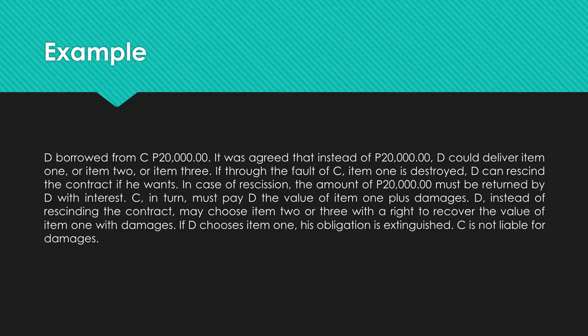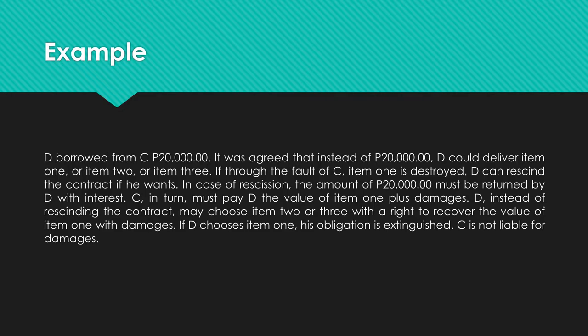Kasi isa lang naman ang mag-due, di ba? If D chooses item 1, his obligation is extinguished. Dahil ang nakasira naman, hindi niya na kailangang i-deliver yung item 1, sira na nga eh. But because si C ang nakasira noon, his obligation is automatically extinguished. C is not liable for damages kung ang pinili ni D is, in the alternative, is item 1.